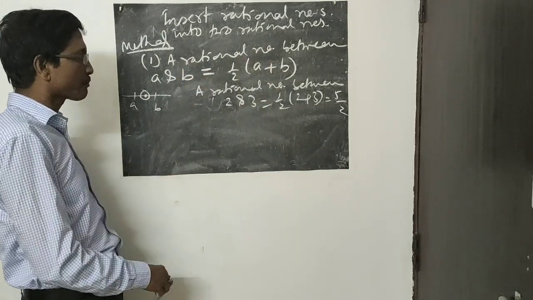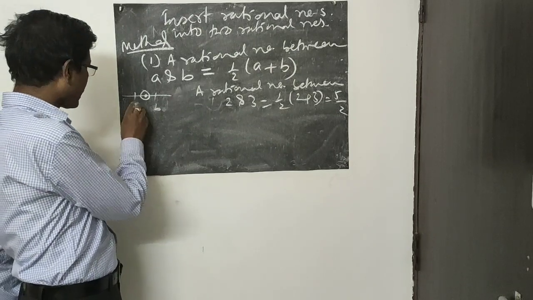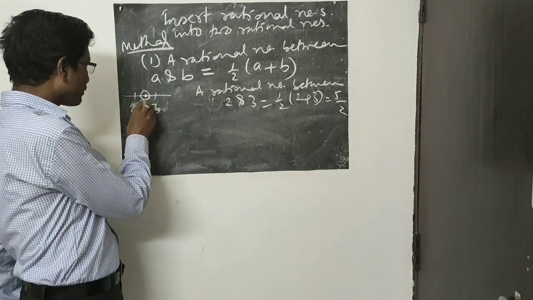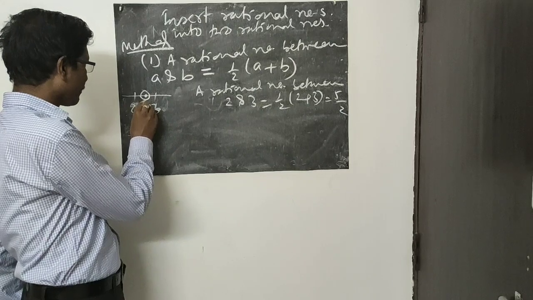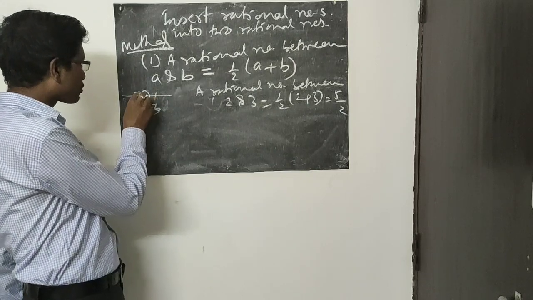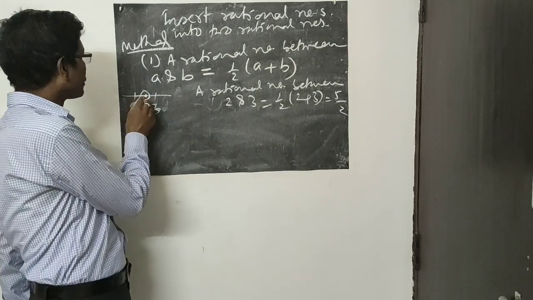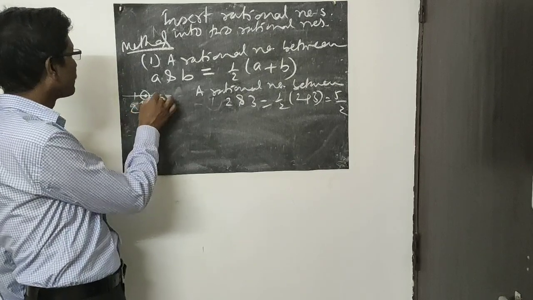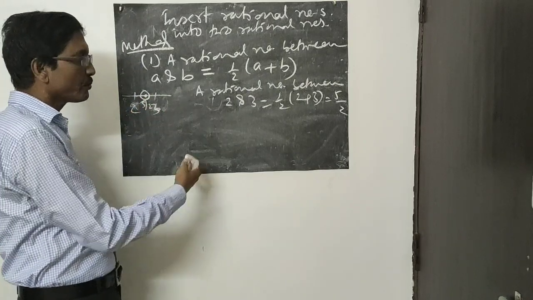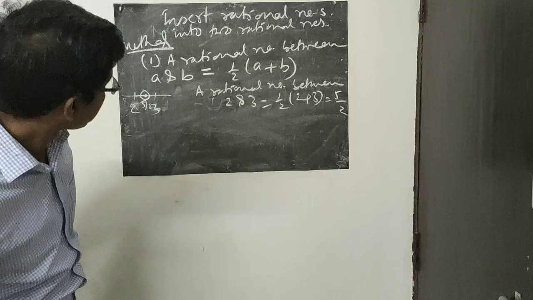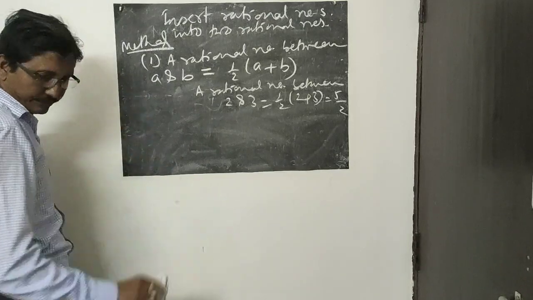Suppose you have to find another one; between 2 and 2.5, that is 5 by 2, again you can take half into 2 plus 5 by 2. Like this we can go ahead. And now the second method.